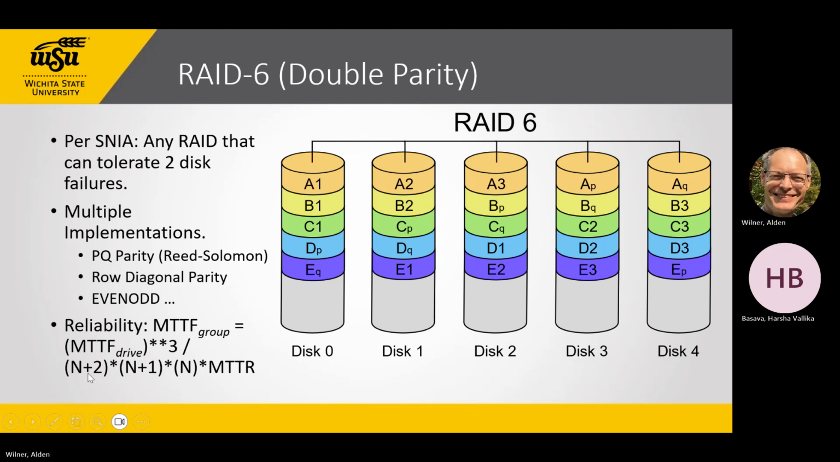We've got the total number of drives in the group, 3 data drives plus 2 parity drives, right? So n is the number of data drives: n plus 2, n plus 1, and n. So if any one of those 5 drives fails, we're fine. If a second drive fails, we're fine. If a third drive fails, we're dead. As long as we get this thing repaired before that third drive fails, everything's cool. We're still running. Okay?